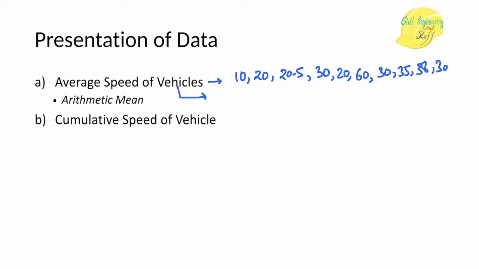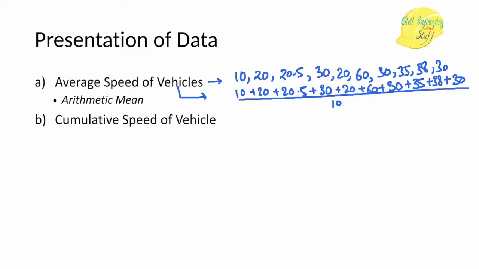To find the average speed of the vehicles, we sum all the data and divide it by the number of values we have. Here we have 10 values. So we do 10 plus 20 plus 20.5 plus 30 plus 20, 60, 30, 35, 38 and 30, divided by 10. Let's say this comes out to be 29.3 kilometers per hour. Through this we find that the average speed maintained by the vehicles passing through that road section is 29.3 kilometers per hour.